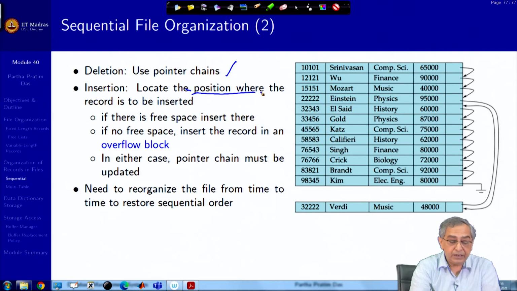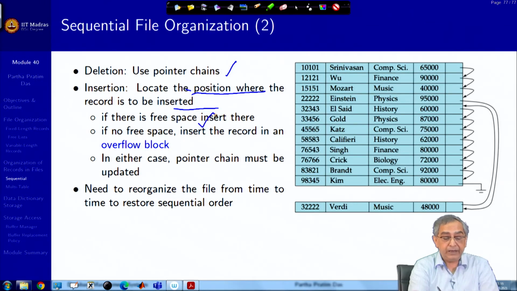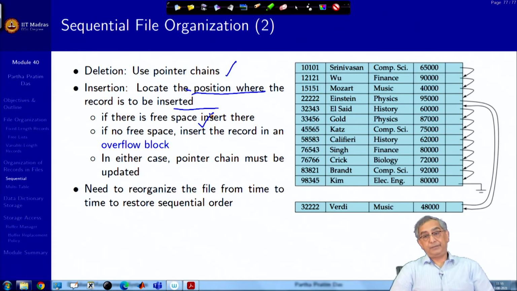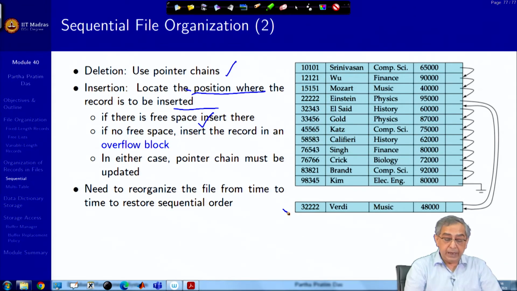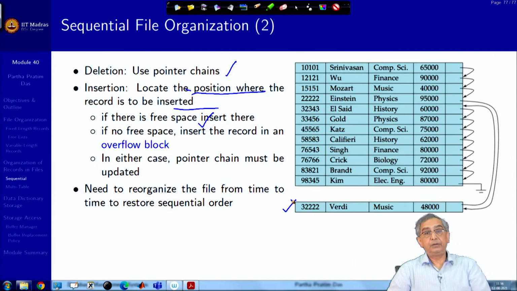For doing the insertion, you will have to check if there is a free space from the free list. If there is free space, you put there. If it is not, then the block has run out of space. In that case, you may have to allocate another block, which is called the overflow block. And whatever you do, it's like an insertion in the linked list. So you will have to basically insert this element using the pointer.